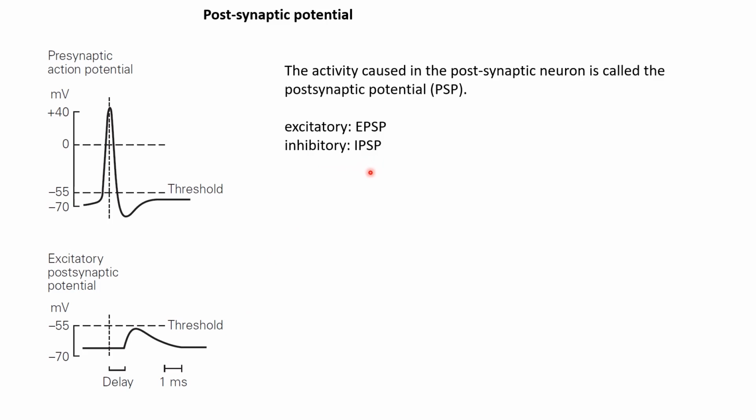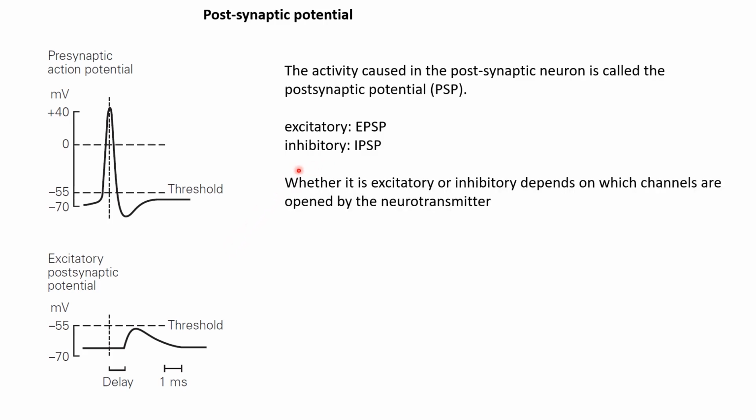Let's think about what would determine whether the postsynaptic potential is excitatory or inhibitory. Well, of course, it would depend on what kind of ions move in, and that depends on what kind of channels are opened by the neurotransmitters. So if positive ions are able to move in, then we will see an excitatory postsynaptic potential, whereas if positive ions are moving out or negative ions are coming in, then we would see an inhibitory postsynaptic potential.